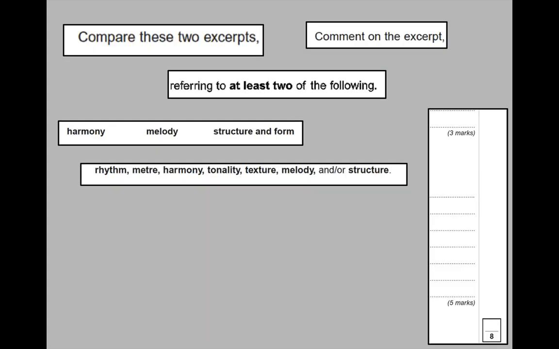Tip 2 is always read the question again. What did you miss? There's always something that, panicking, you go past it and you miss it completely. It might be a good idea to underline some of the things that you need to remember. For instance, comparison, comment, or how many areas of study.